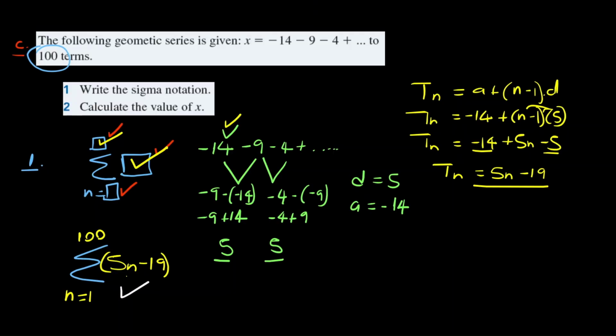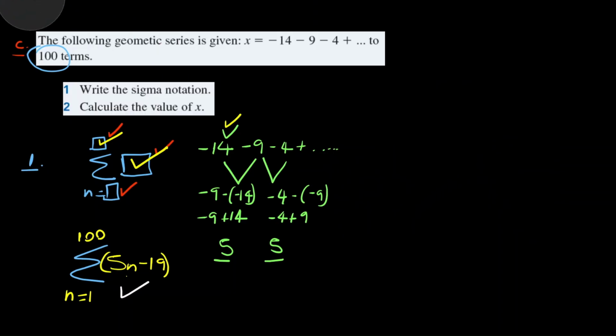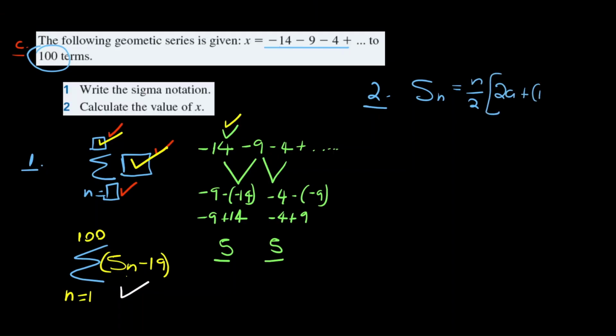We're asked to calculate the value of x. So how do we go about calculating the value of x? What do they mean when they say calculate the value of x? The value of x is nothing more than, it says x equals the sum of everything. So really we just need to calculate the sum. We already know it's an arithmetic series, so the sum formula we're going to use is Sn equals n over 2 times 2a plus n minus 1 times d.